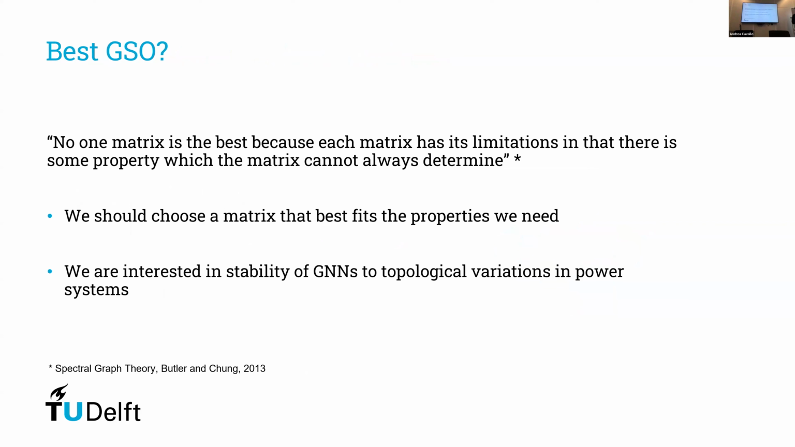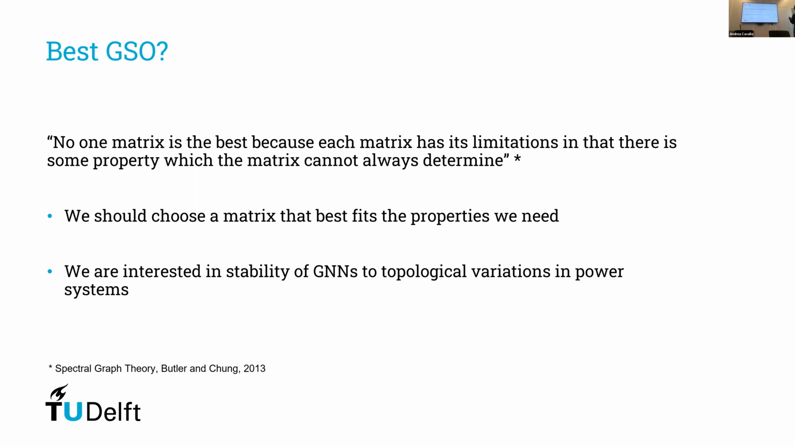Now we have the question of what constitutes the best graph shift operator. There is a quote from a book that says you don't have any best matrix that can act as the best graph shift operator. Your choice of graph shift operator should be informed by the property you're interested in, the property you want to preserve. In this case, we would like to choose a matrix that best fits the property we need. Something we're particularly interested in for power systems is the stability of the graph neural network to topological perturbations in power systems.